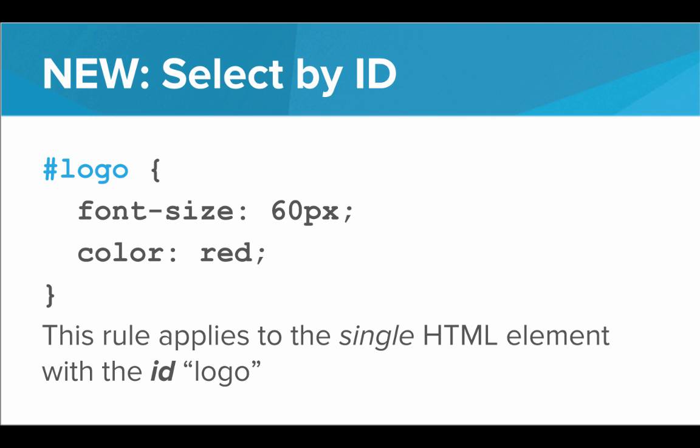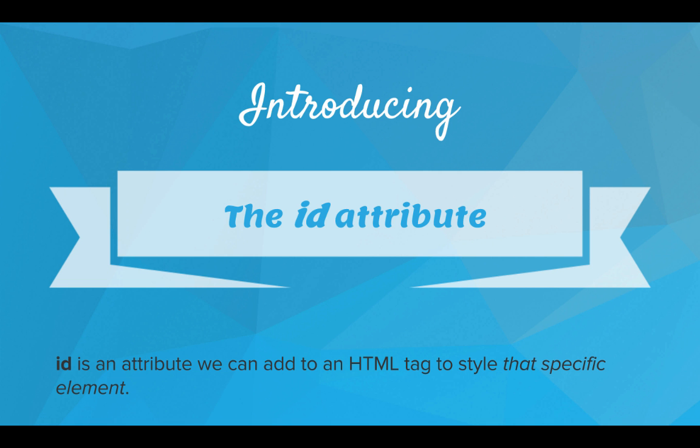Now this is very different from tag and class, because when we selected by tag, it applied to every element with that tag. When we selected by class, it applied to every HTML element with that class. But when we select by ID, it applies to only a single HTML element. It applies to the one element with that specific ID. So how do we have an ID on an HTML element? What does that mean? Well, introducing the ID attribute.